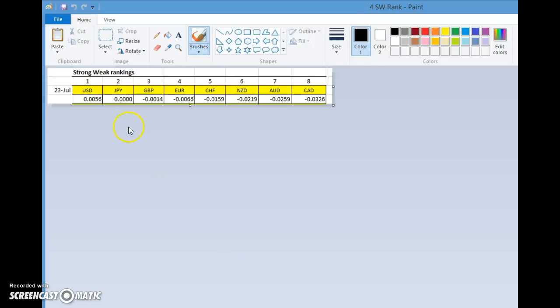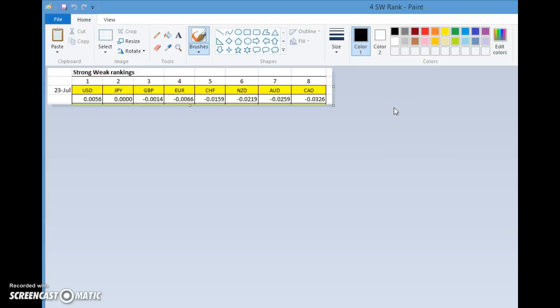Hello traders, we're going to do a little test segment here for my strong week rankings. This is our current strong week rankings of July 23rd. We see we have the US on top and the Canadian dollar is our weakest currency.